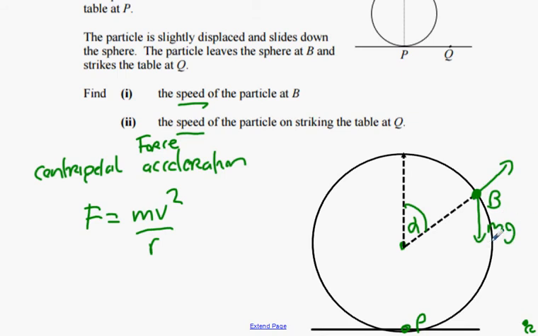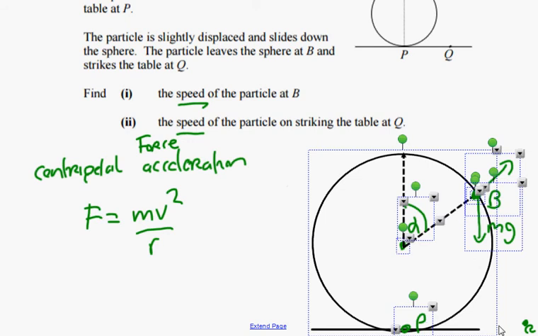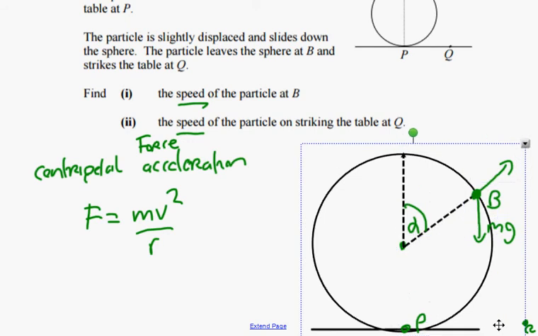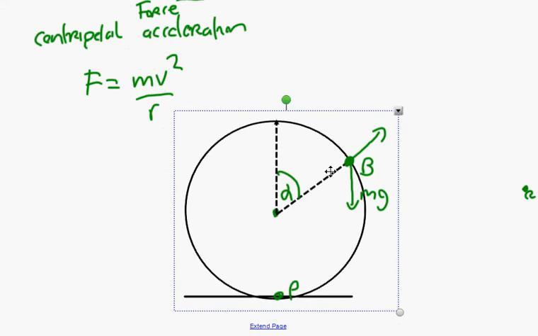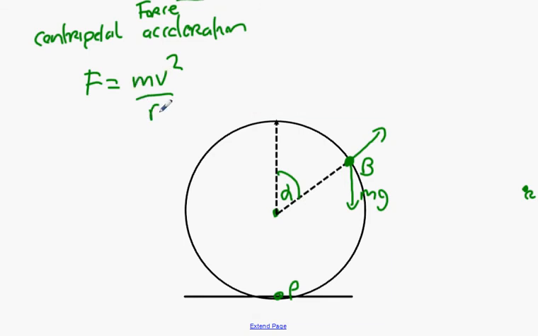Now I'm going to have to make the forces parallel and perpendicular to the radius to work the first equation. So to work the mv squared over r equation, I need forces parallel and perpendicular to the radius.